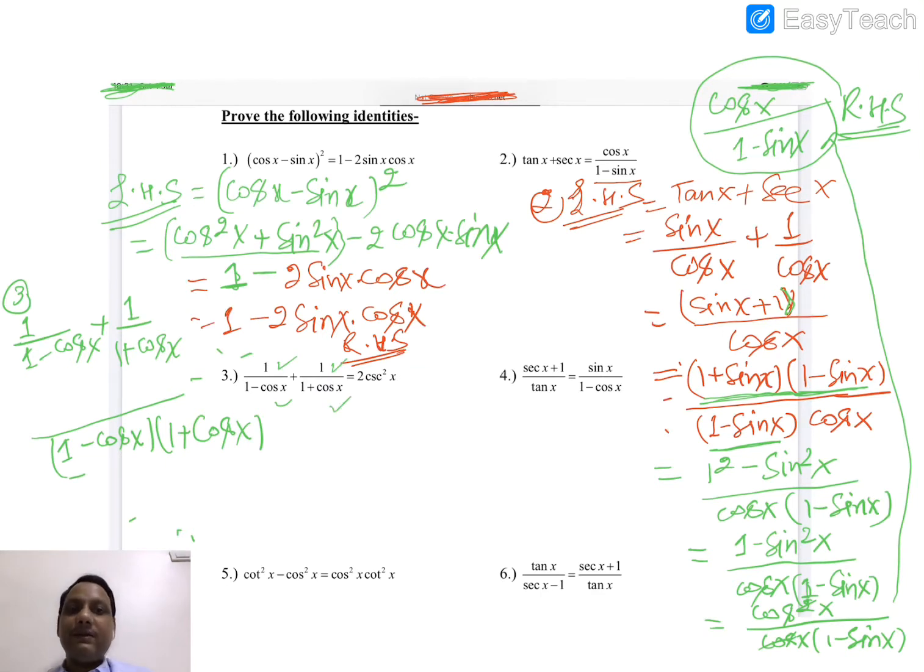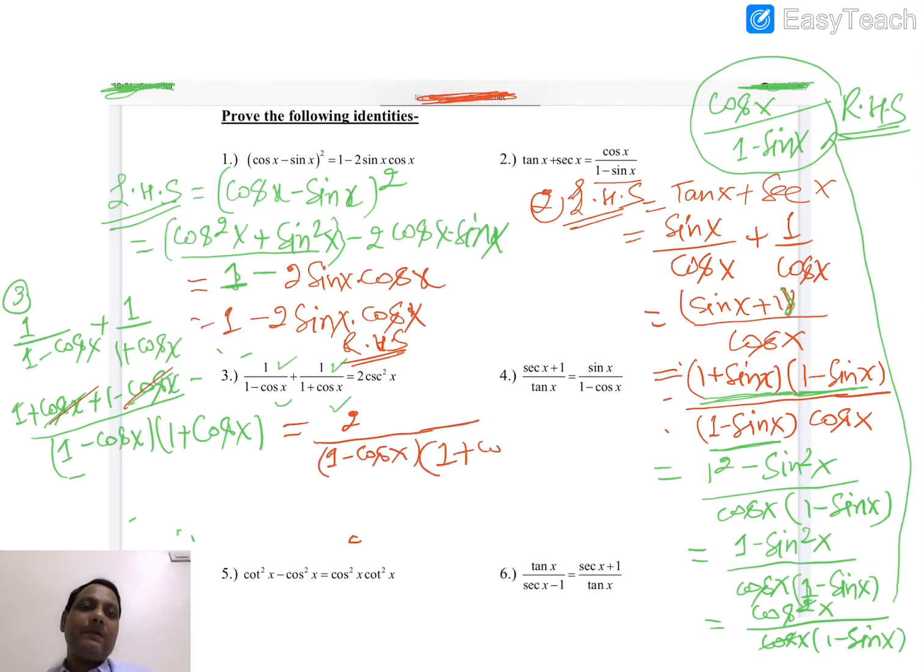So practically we are going to get here 1 plus cos x plus 1 minus cos x. As you all know, this plus and minus got cancelled, so we are going to get here like this, and this got cancelled, so we are going to get here 1 plus 1 is 2, so here is 2 over 1 minus cos x and here 1 plus cos x.